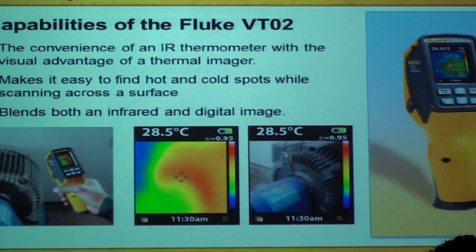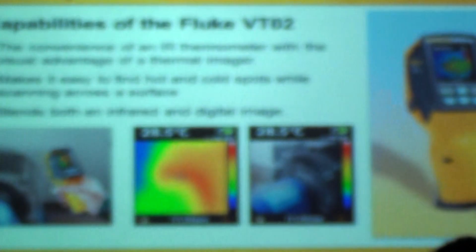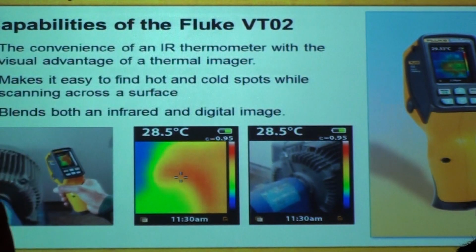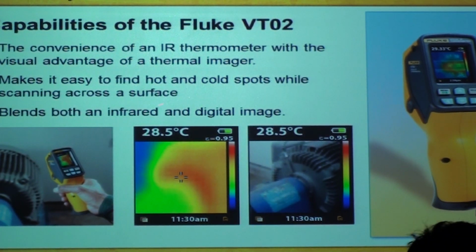But we also have another option, which is our VT02. This is a visual IR thermometer. Okay, so this is something that is much more lower end. It's not a thermal imaging camera. It's a thermometer, but it's a visual thermometer because you can visually see the spot that you're measuring, unlike a normal thermometer that only shows you a number. So it's the convenience of a normal thermometer with the visual advantage that you only get on a thermal imaging camera. So it's sort of the best of both worlds. It makes it easy to find hot and cold spots.